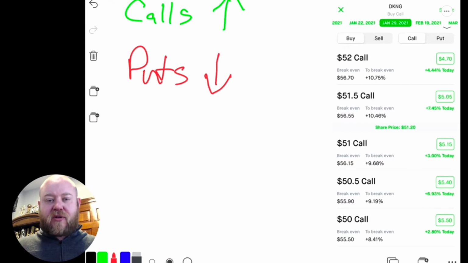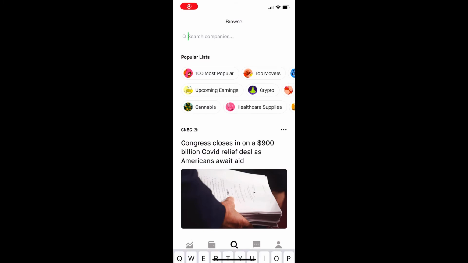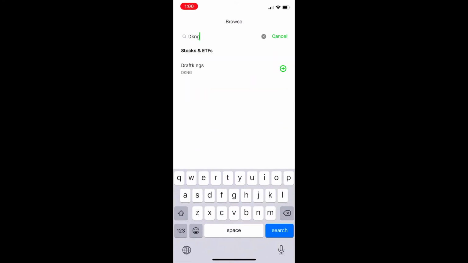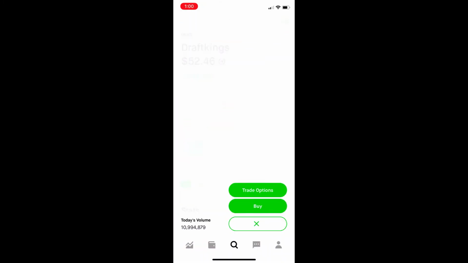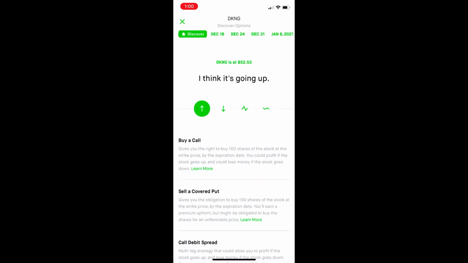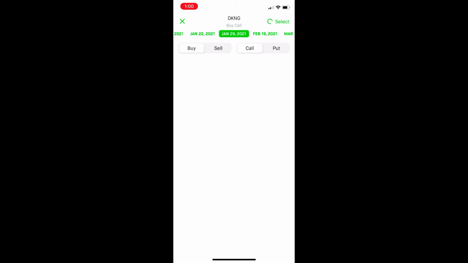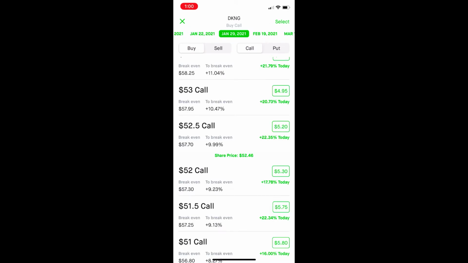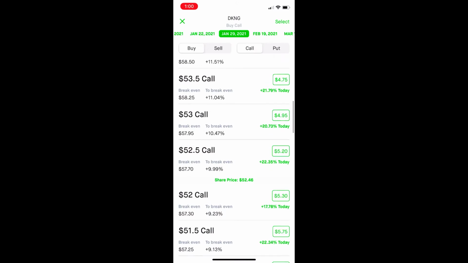So options are contracts between a buyer and a seller. Calls, you're betting that the stock is going to go up. Puts, you're betting that the stock is going to go down. If you want to follow along, just open up your Robinhood app on your phone. I'm going to go to the search and type in DKNG for DraftKings. I'm going to hit trade options, and then select a date. We're just going to go with January 29th, and here you're going to see a few different options.